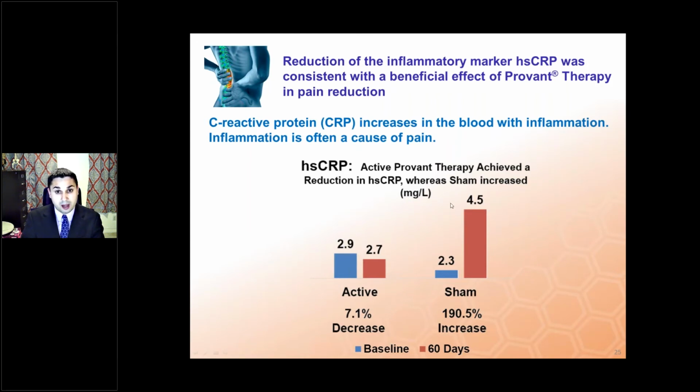Well, when they ran the sham, it actually went the other way and went up. As a reminder, normal CRP is usually considered 3 or less, but it also depends, of course, on the lab and which component of CRP they're measuring. But for this particular one, 3 and less is usually what is considered normal. So there was some improvement with that in the active and none in the sham.